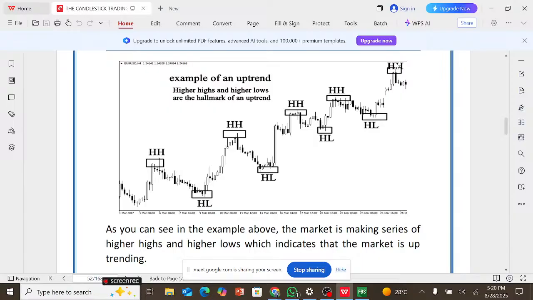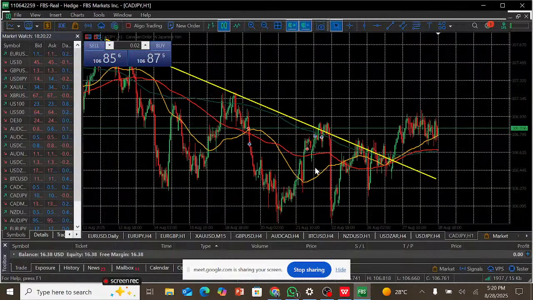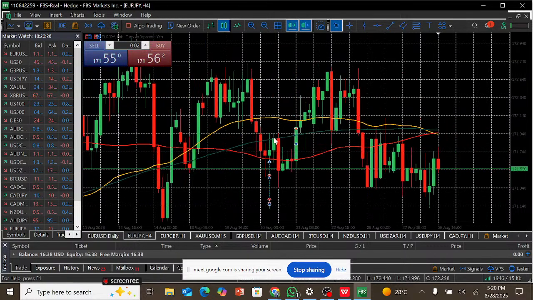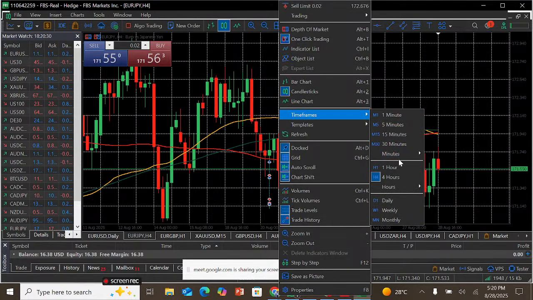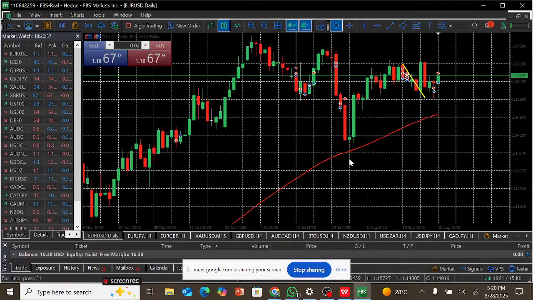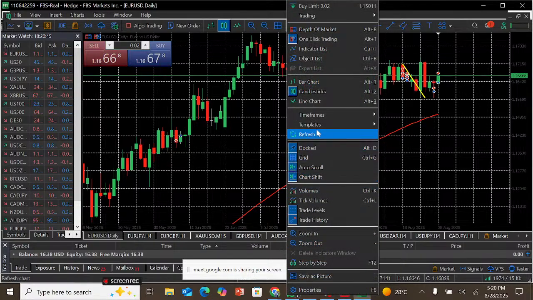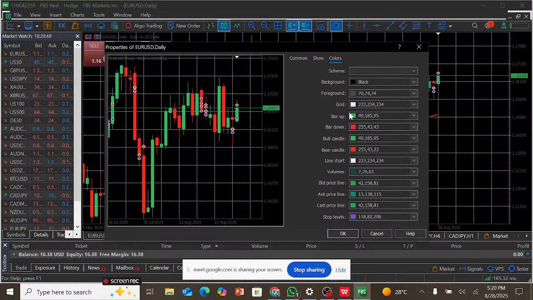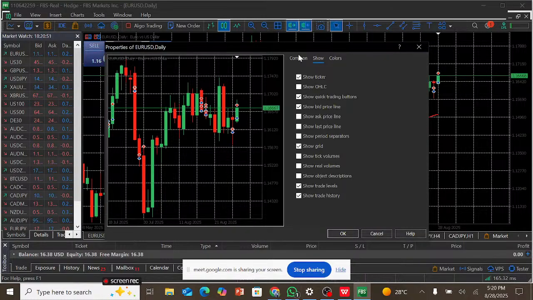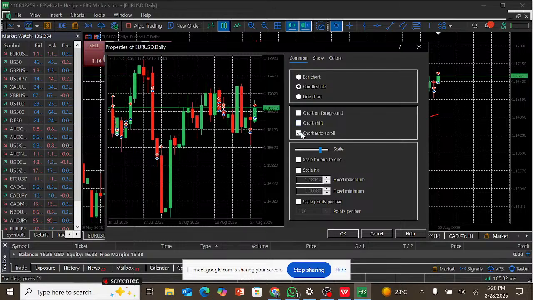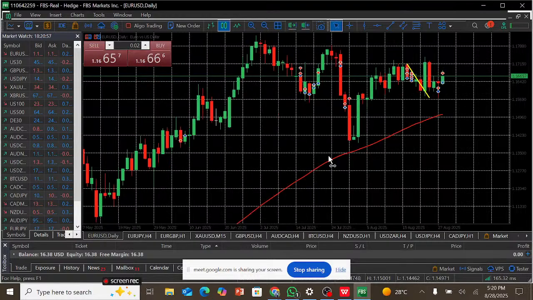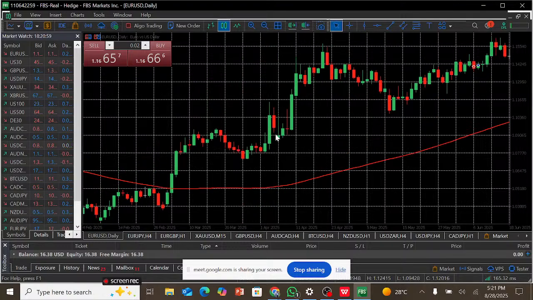Let me give you an example here. For example, let's go to our FBS. Do I have an uptrend here? Let me check the time frame. Time frame four hours. Okay, Euro USD. All right, wait a bit, because I want to show you, when we talk about uptrend, what does it mean? Look at a situation like this one.